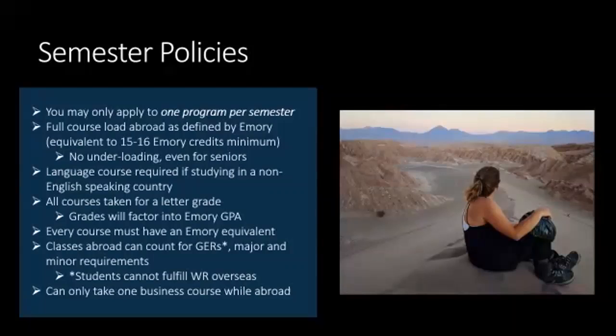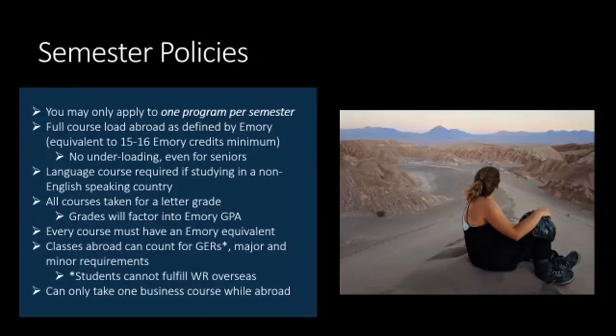You may only apply for one study abroad program per semester. Regardless of your program, you must take a full course load abroad. A full course load is equivalent to at least 15 to 16 Emory credits. If you are studying in a non-English speaking country, one of these courses must be a foreign language course in the local language. You must take all of your courses for a letter grade at your host institution. Your study abroad grades will be factored into your Emory GPA.